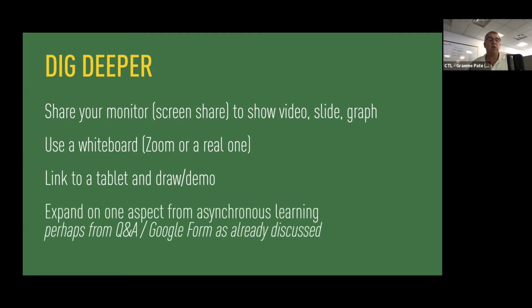And you can expand on one aspect from the asynchronous learning, which is what I mentioned before. For example, you've done that Q&A, you've asked them questions in advance, you've given them that Google form, and there's one question that really jumps out and you go, oh, that's a good question. So when we come to the synchronous input, I want to spend a bit of time digging into that a bit deeper. Okay, so that's one option. When you are working synchronously, dig deeper.